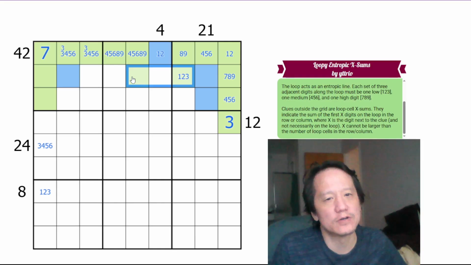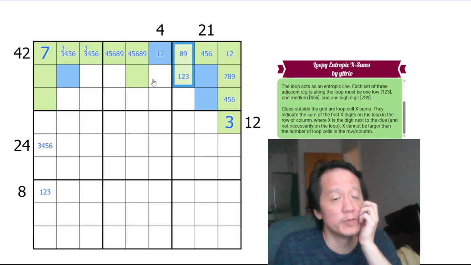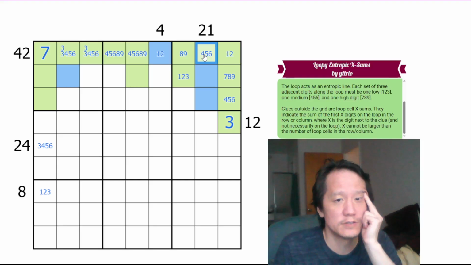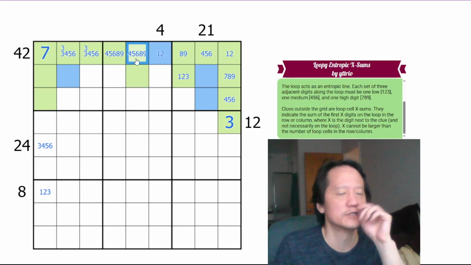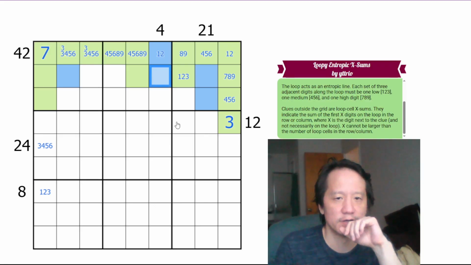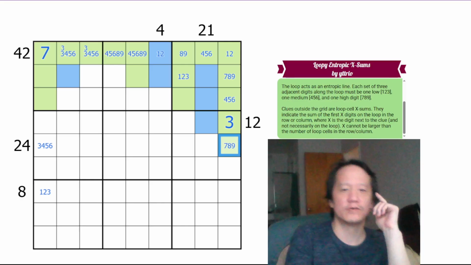Okay, so what happens if it's connected here? If it's connected here, this would be a medium. This would be high. So if we connected here, this would be medium to match this. Because every third digit on an entropic line is the same set. Middle, this would be high. This would have to be low, which is not possible. So this cannot connect this way. Therefore, this must go this way. Therefore, this cannot go this way. So this is not on the loop. Must go this way. It's a high digit, so it's 7, 8, or 9.